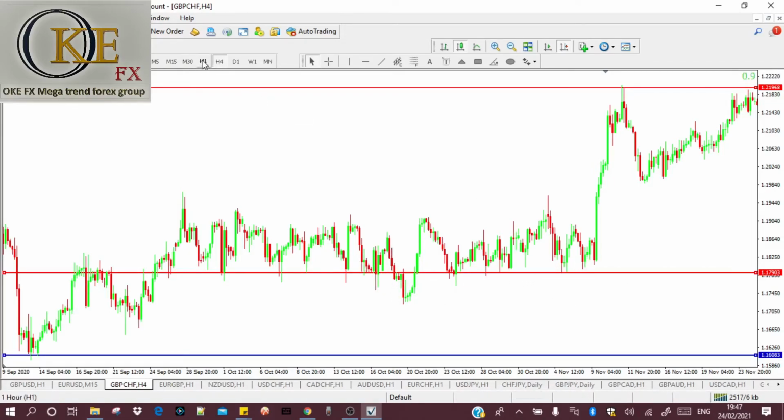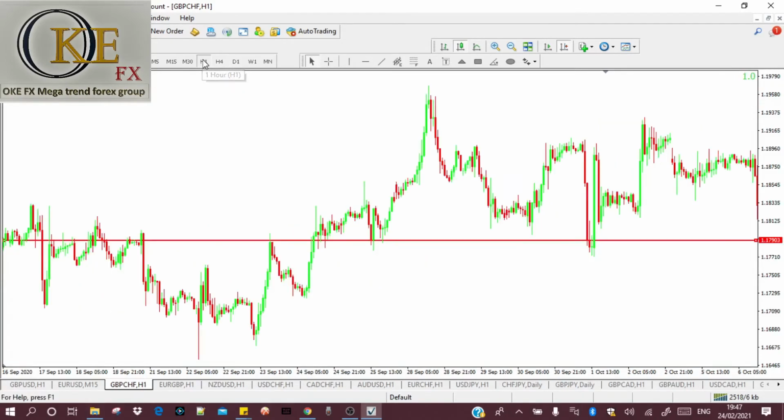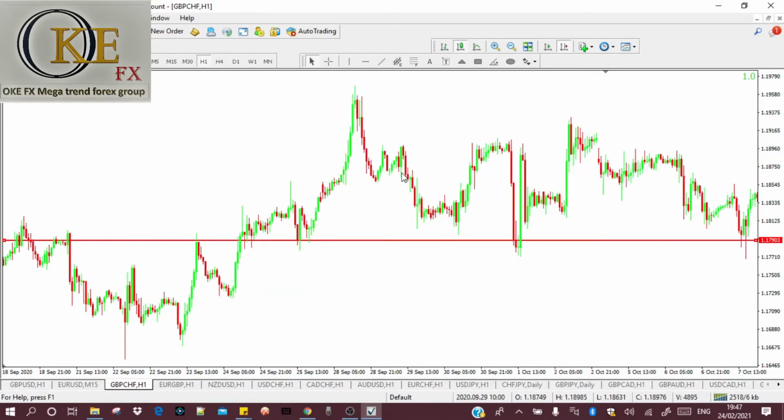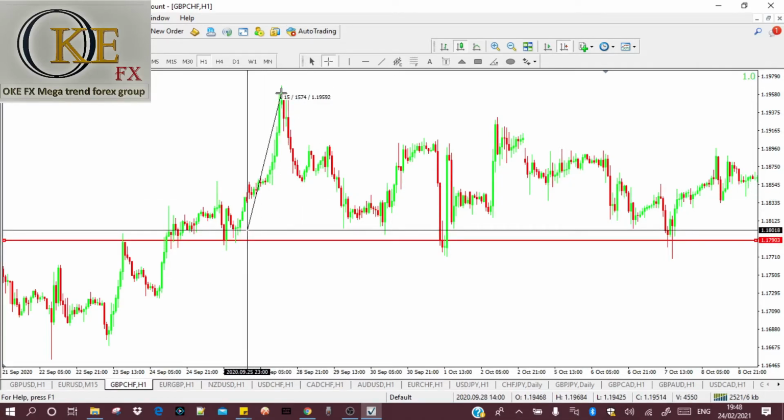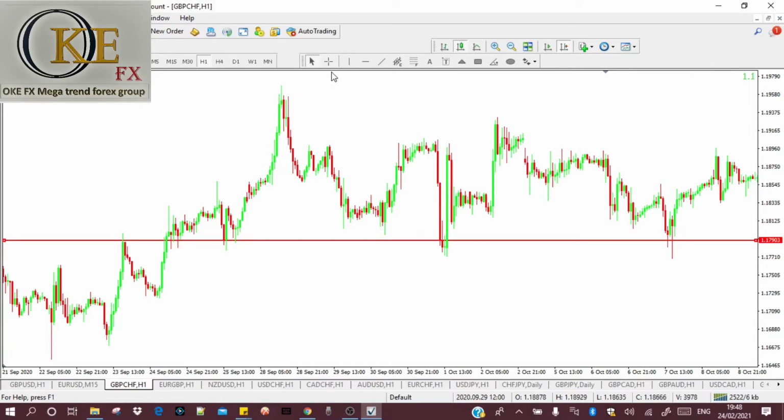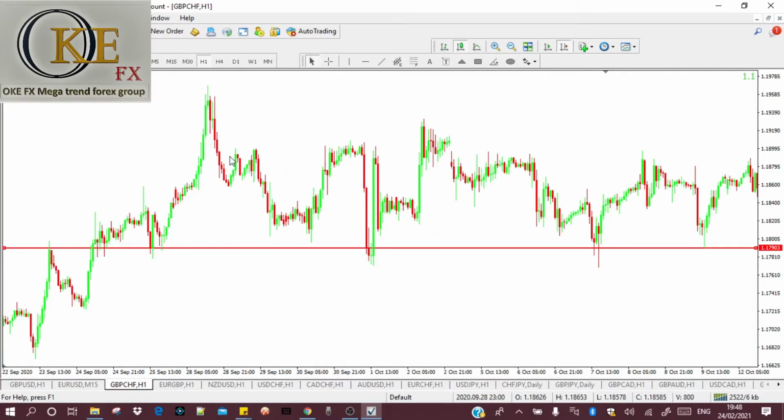Now go down to 1 hour and see the impact. It looked like price didn't move from there, but notice this. Can you see price taking off from here, somewhere around here, all the way to here, 157 pips. What else will you ask for?